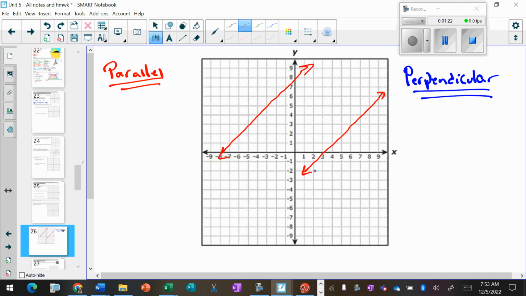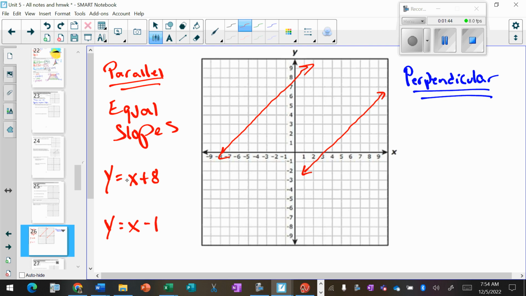Anyways, two lines that have equal slopes are parallel. So both of the lines that I drew have a slope of 1. So one of the equations would be y equals x plus 8, and the other one would be y equals x minus 3, both having a slope of positive 1. When you have a slope of positive 1, you might not see the slope drawn in. Like the number 1, you won't see it drawn.